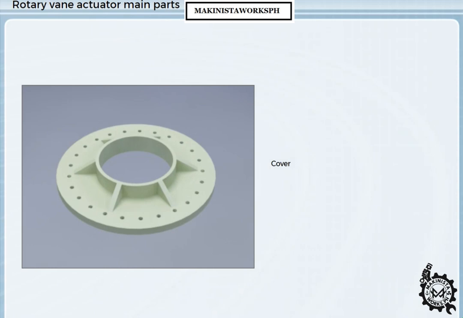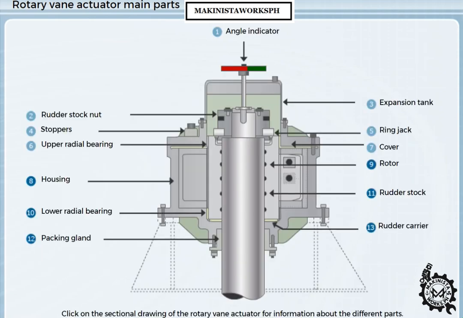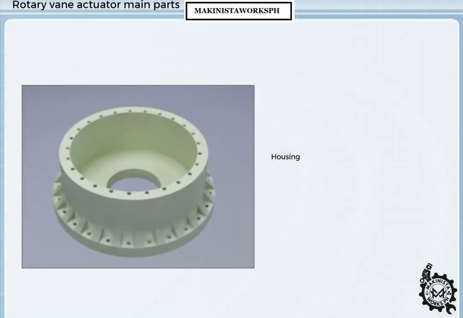Cover. The cover forms the top of the pressure chambers. Housing. Serves as the outer boundaries, side and bottom of the pressure chambers.